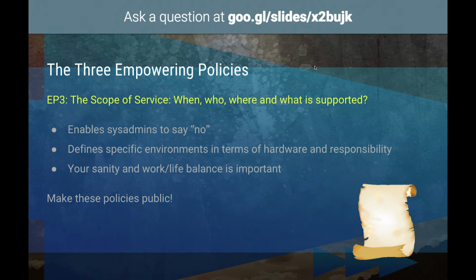So once you have these 3 empowering policies figured out, you have to publish them. Try and get some support from people above you, your boss, and have your boss get support from the boss above them as well. But getting that management buy-in is really, really important.